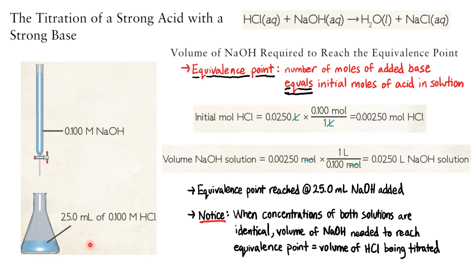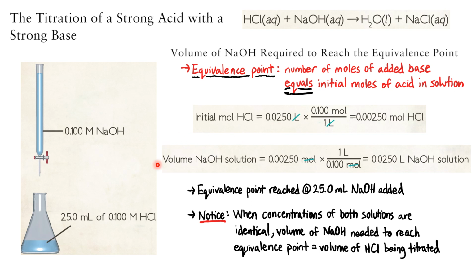Okay. And it turns out that this is a pretty easy problem, because if the concentrations of each of these are the same, the amount of volume that you need to neutralize all this is going to be 25 milliliters. Basically what I'm saying is you need 25 milliliters of this stuff to neutralize all of this. And why does this make sense? Well, let's talk about it again.